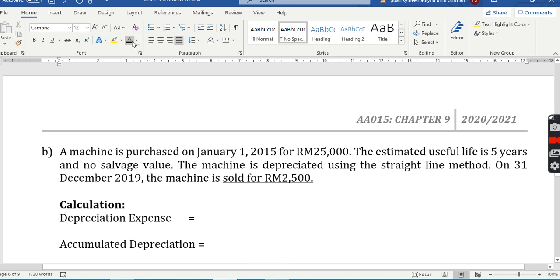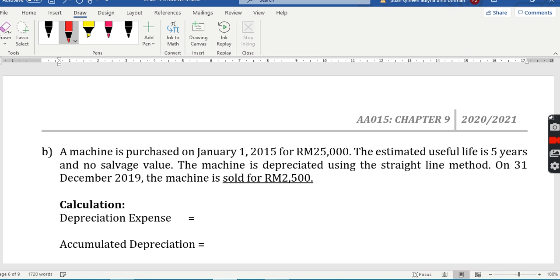Okay, so let's go to question B. Let's say the machine is purchased on January 1st, 2015 for 25,000, and the estimated useful life is 5 years, and there is no salvage value. The machine is depreciated using the straight line method. But here, instead of discarding the machine, you are actually selling it. So you sold the machine for 2,500.